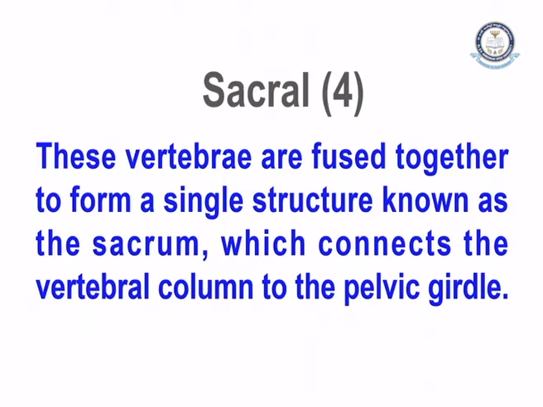These vertebrae are fused together to form a single structure known as the sacrum. Now this connects the vertebral column to the pelvic girdle. So the sacral vertebrae consist of neural spines and centrum, and these are the vertebrae connecting to the pelvic girdle. So we can see the sacrum and the pelvic girdle being connected, followed by the caudal region.